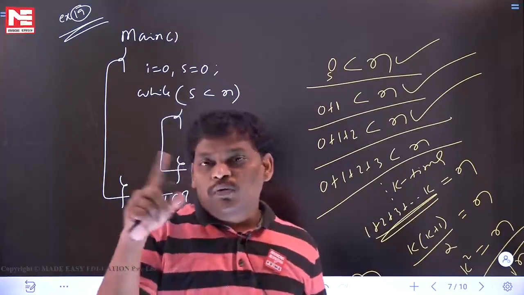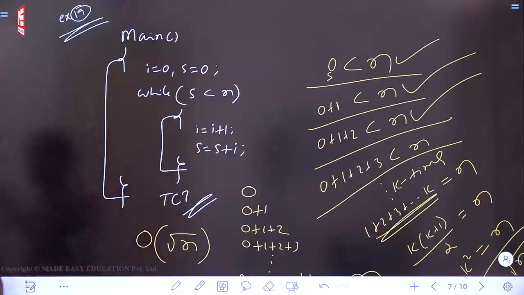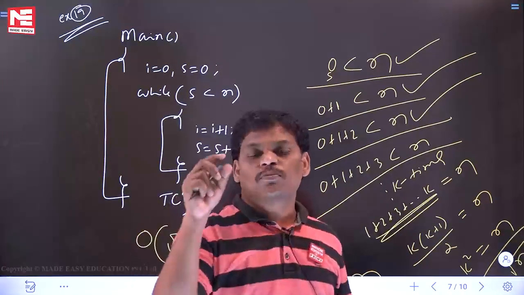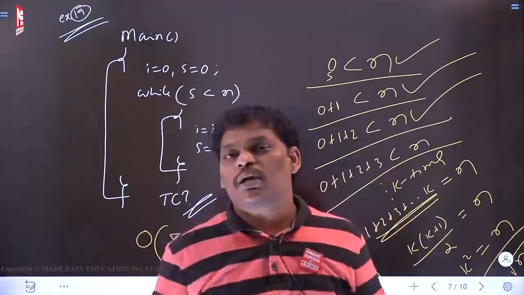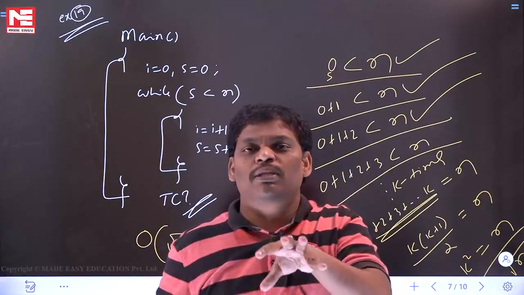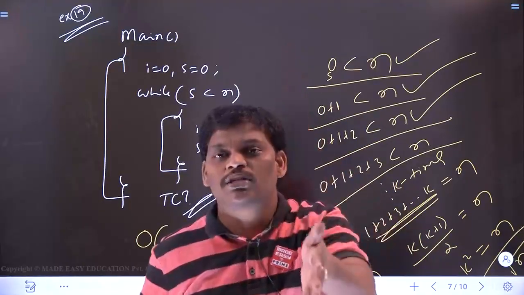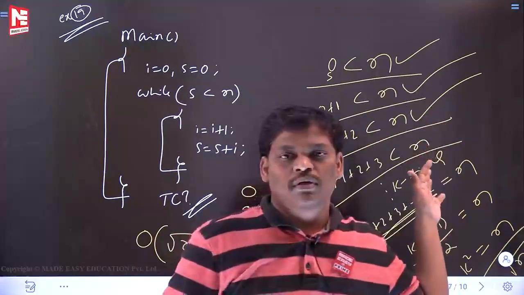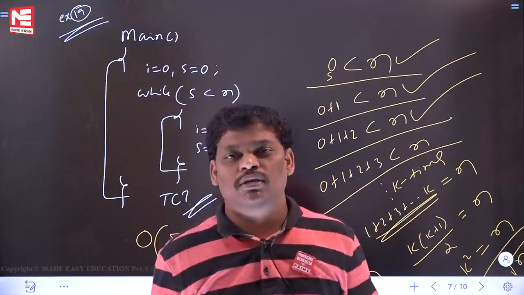And one more thing I want to say to you: while finding time complexity, don't bother about small constants. Think about logic. Only logic you have to think about. What is the meaning of big O notation, omega notation, theta notation? The purpose of bringing that notation is, please concentrate on logic, not small things. This algorithm subject is going to be very difficult if you keep on thinking about small things.